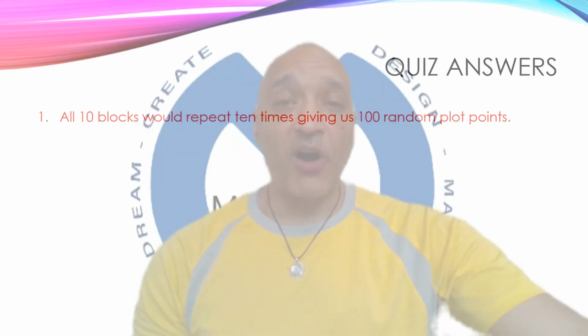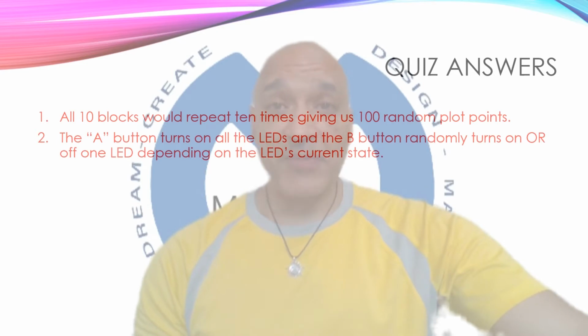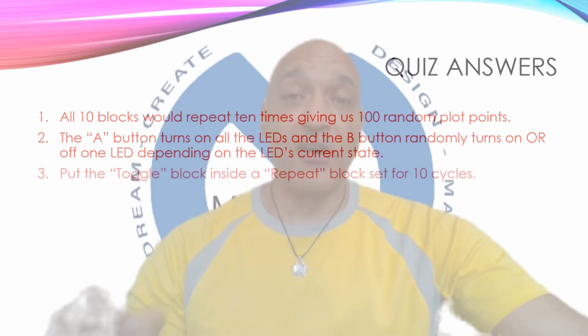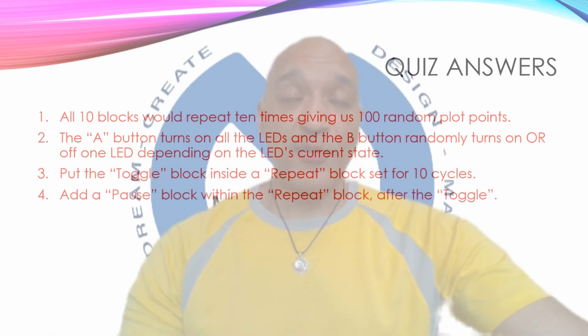So number one, all 10 blocks would repeat 10 times, which would give us 100 random plots. Number two, the A button will turn on all the LEDs, and then the B button will randomly turn on or off one LED, depending on if that LED is currently on or off. Number three, put a toggle block inside the repeat block for 10 cycles. Number four, add a pause block within the repeat block after the toggle.